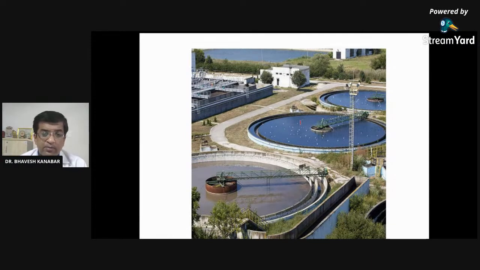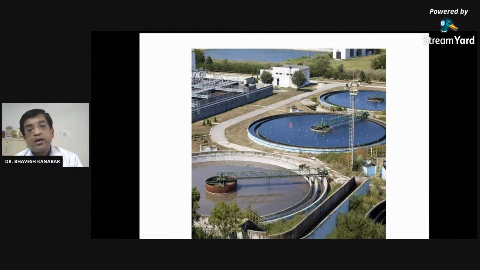Here, as the name suggests, sedimentation, water is allowed to remain detained for a 6 to 8 hour period so that the larger impurities can sediment. One of the two important indicators of the sewage treatment plant are biological oxygen demand and chemical oxygen demand. Because of grit removal and sedimentation, biological oxygen demand may fall by almost 50%.